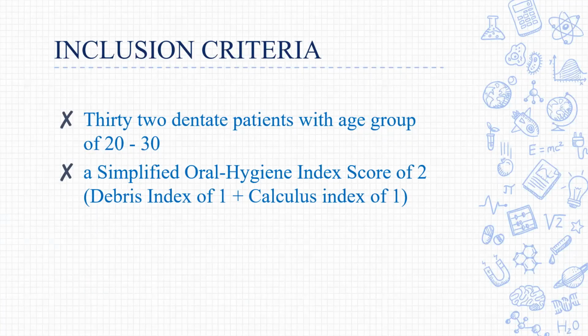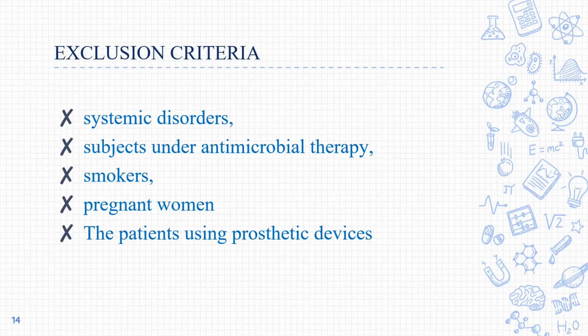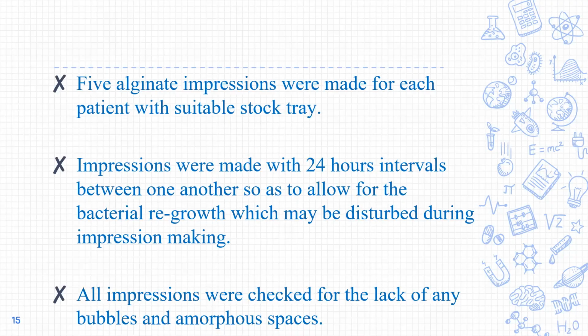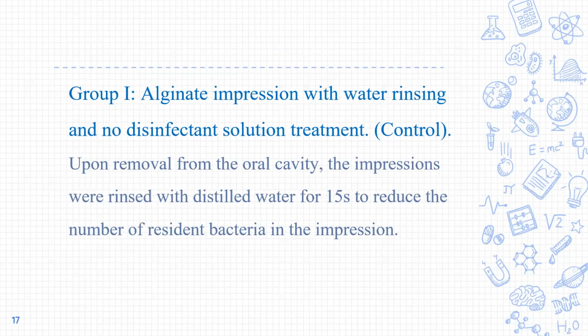Material and methods: we selected 32 dentate patients with a simplified oral index of 2. They didn't have any systemic disorder or were on antimicrobial therapy. They were also not using any prosthetic devices, as these things can alter the microbial flora of the oral cavity. Hence, these were the exclusion criteria. Five alginate impressions were made for each patient with an interval of 24 hours. The first impression was the control group.